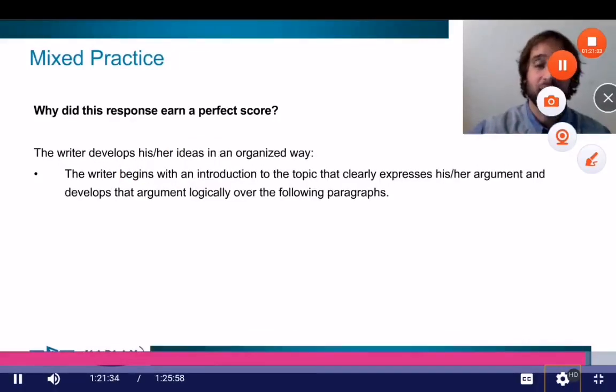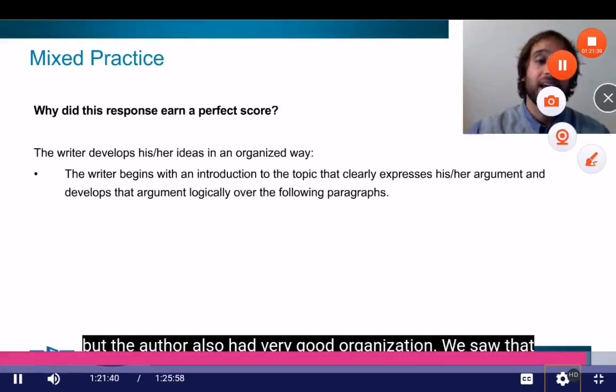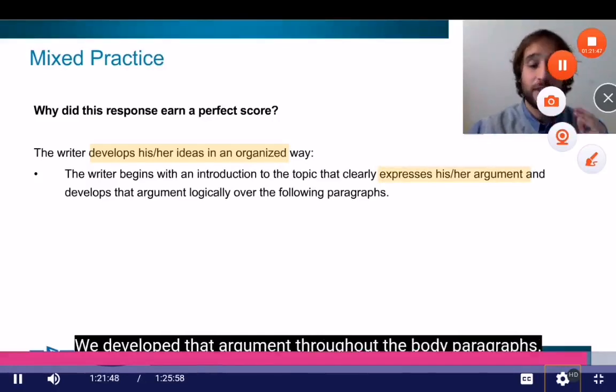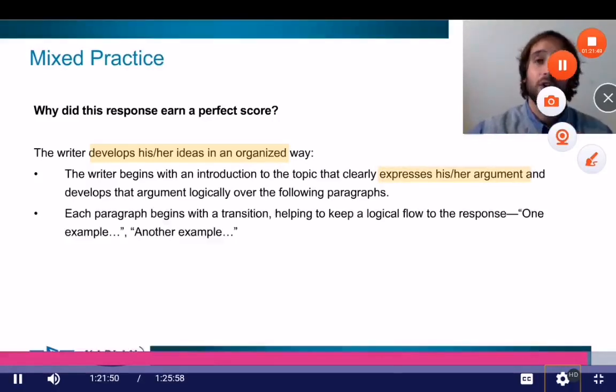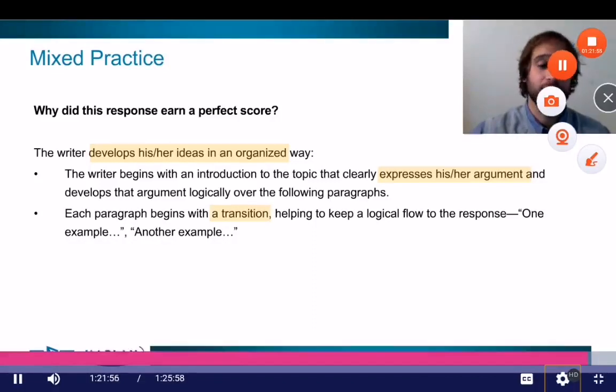Good job. Now, not only did the author deal with those elements well, but the author also had very good organization. We saw that we had a thesis early on. Right? We had that argument early on. Right? We developed that argument throughout the body paragraphs. We had a transition. Could have improved a couple, but at least we had one. Right? We had a nice flow.